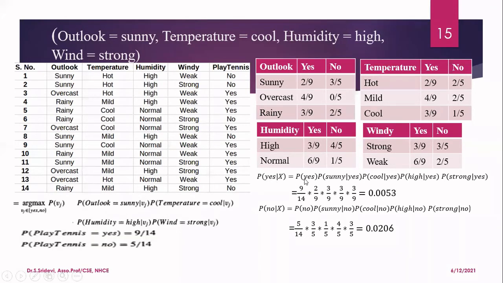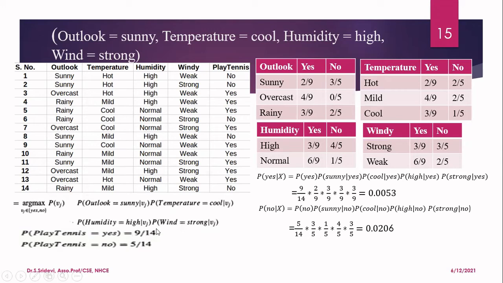Now for this particular testing sample, I have to predict the probability of getting yes. It's nothing but probability of yes multiplied by probability of sunny given yes. Why do I write sunny here? Because in the testing sample, it is given that outlook is sunny. Then probability of cool given yes, because the temperature here is cool. Then probability of high given yes, this stands for humidity is high. And probability of strong given yes, this stands for wind is strong. So this I have multiplied with the probability of getting yes.